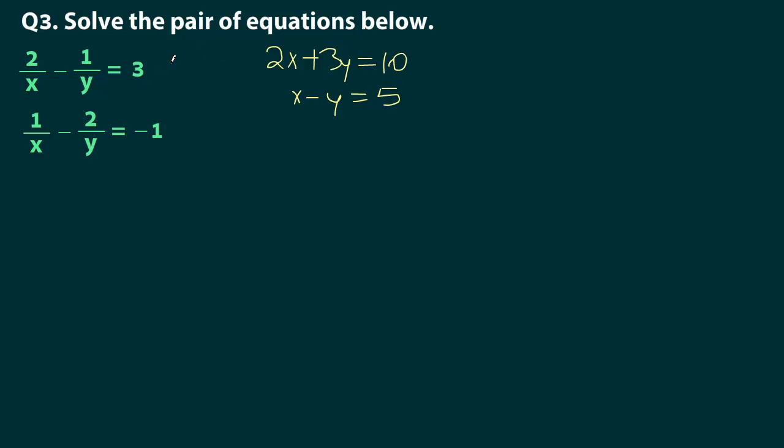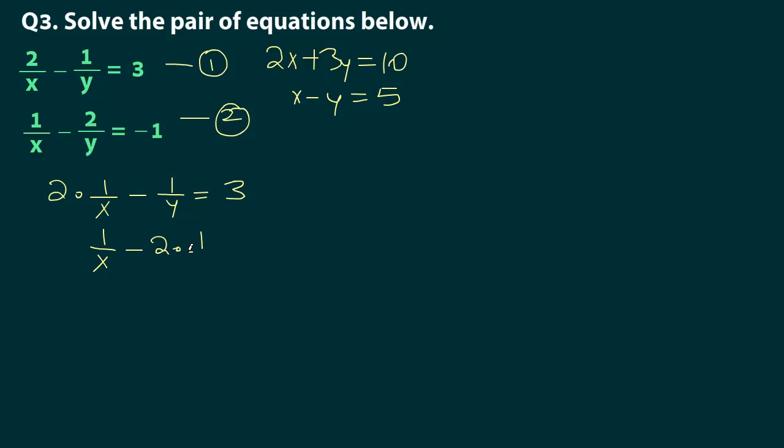Let's say this is our equation 1 and this is our equation 2. For equation 1 we can write this as 2 times 1 by x minus 1 by y equals 3. And equation 2 we can write as 1 by x minus 2 times 1 by y equals minus 1. And now we are going to assume 1 by x. Let's write it over here. We are going to say 1 by x is equal to, let's say, a.